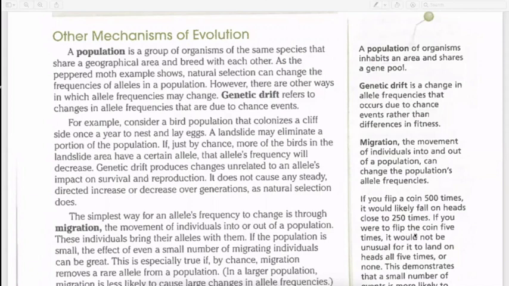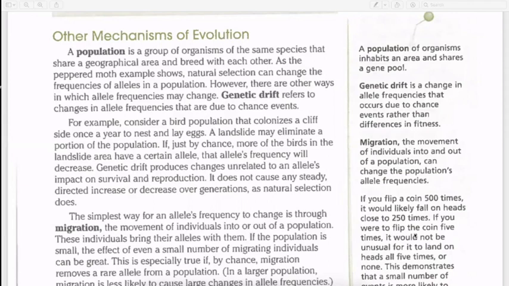Right? As the pepper moth example shows, natural selection can change the frequencies of alleles in a population. However, there are other ways in which allele frequencies may change. Genetic drift refers to change in allele frequencies that are due to chance events. What do I mean by chance events? What is a chance event? It means, oops. Something happened. Something unexpected happened. Your traits had nothing to do with it.